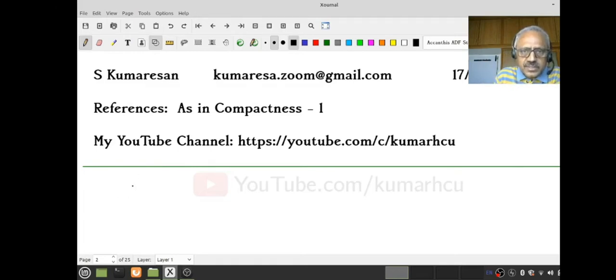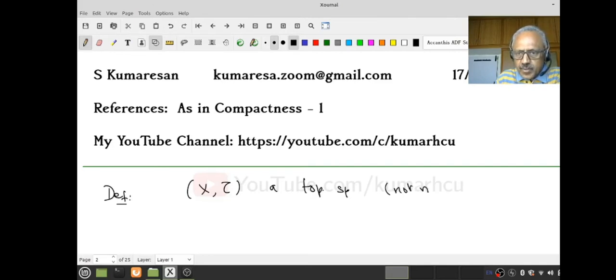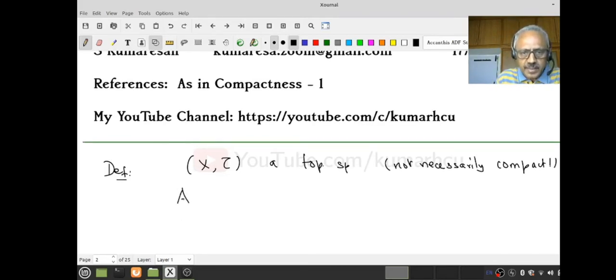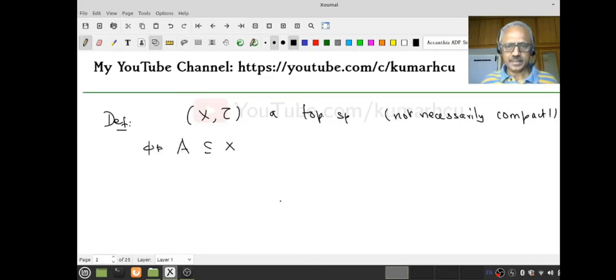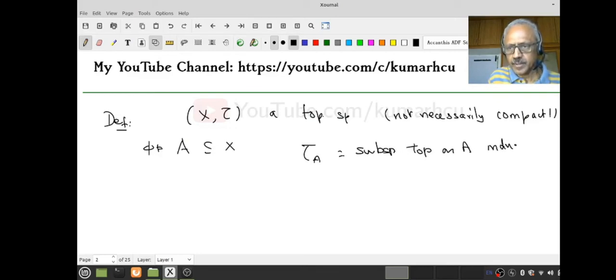So, let us start with the definition. Let (X, tau) be a topological space, not necessarily compact, and let A be a subset of X. We will always assume A is non-empty because the empty set is compact. Then I want to define when A is compact. When do I say A is compact? So we say, now let tau_A be the subspace topology on A induced by the topology tau on X.